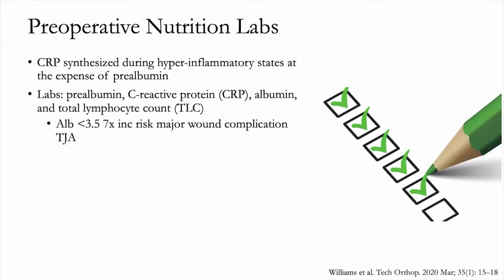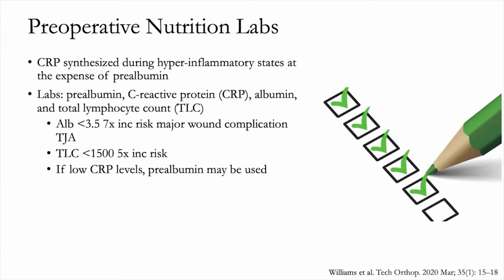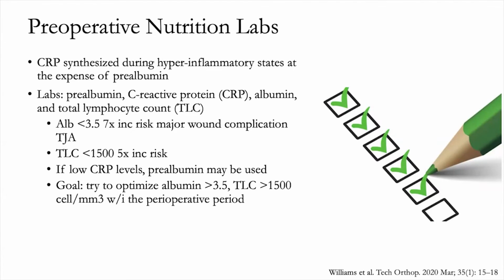And so many of these studies look at an albumin of 3.4 or less, because at that threshold, what we find is that the patient has a 7 times increase in major wound complications for a joint arthroplasty. And looking also at total lymphocyte count, when it's less than 1,500, patients have a 5 times increased risk of wound complications. And so once again, if the CRP is normal, then the prealbumin can be relied upon to assess serially for response to a nutritional program. But our goals should really be to try to optimize that albumin to greater than 3.5 and a total lymphocyte count of greater than 1,500 within the perioperative period.